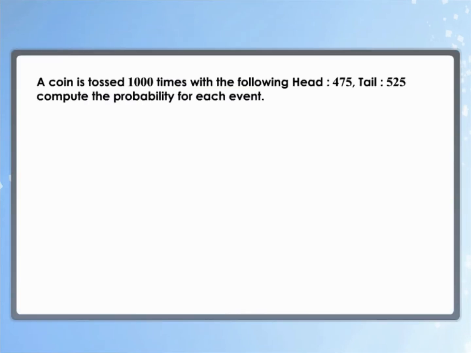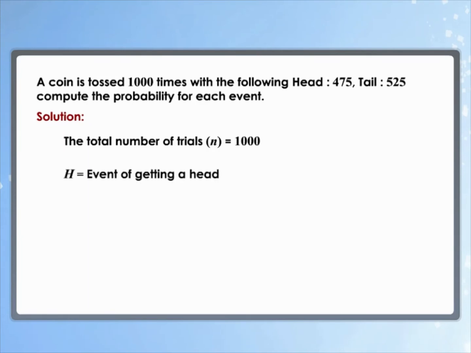Let us consider an example problem. A coin is tossed 1,000 times with the following frequencies: head 475 and tail 525. Compute the probability for each event. Solution. Since the coin is tossed 1,000 times, the total number of trials is 1,000. Let H be the event of getting a head. Let T be the event of getting a tail.